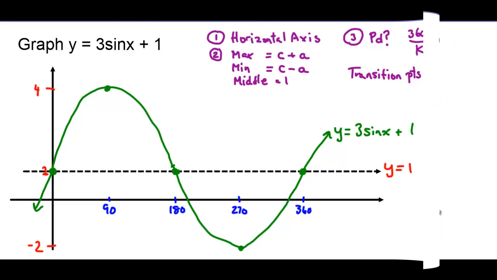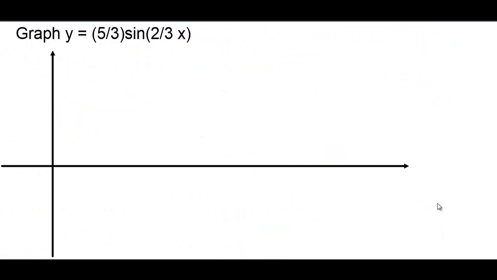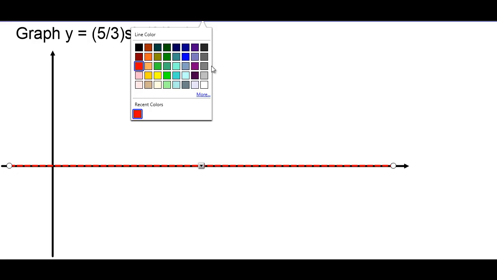Let's try another one. Here, we're asked to graph y equals 5/3 sine of 2/3 x. These fractions look pretty gruesome, but we're going to see with the way we've been graphing that this is actually easy to overcome. To start, we need to figure out where our horizontal axis is. And with no c value, that means our horizontal axis hasn't moved from its original x-axis. I'm still going to draw it on with a dashed line. And I'll make that a different color so it might be easier to see. That's better.